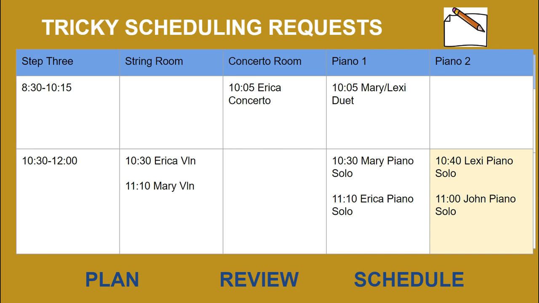Using paper and pencil, a plan is sketched. You can see Mary's 3 events at 10:05, 10:30, and 11:10. You'll see Erica has those same times in different rooms, of course, and John is at 11. Upon review, I realized I should also check the duet partner, Lexi, to see if she has any other scheduling requirements. I find and schedule Lexi's solo at 10:40, and that is after her 10:05 duet.